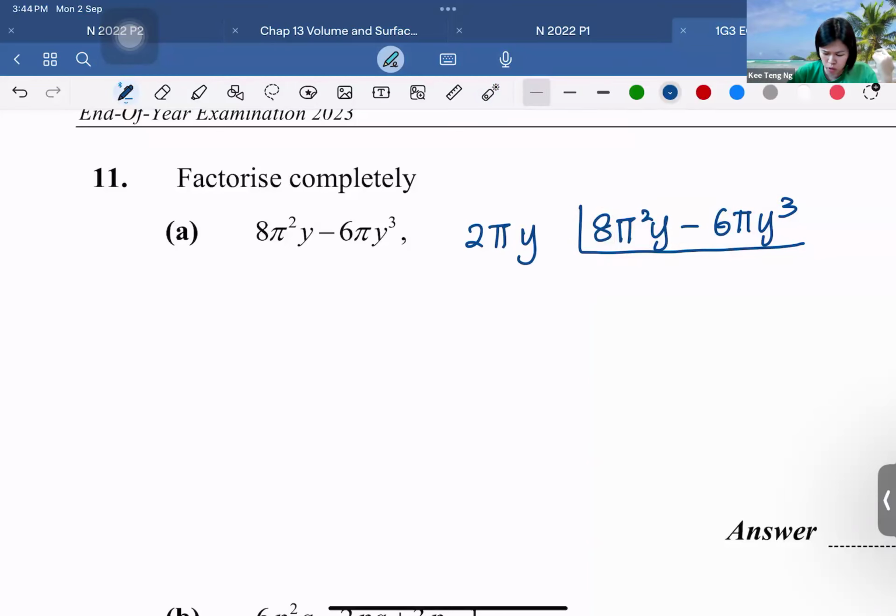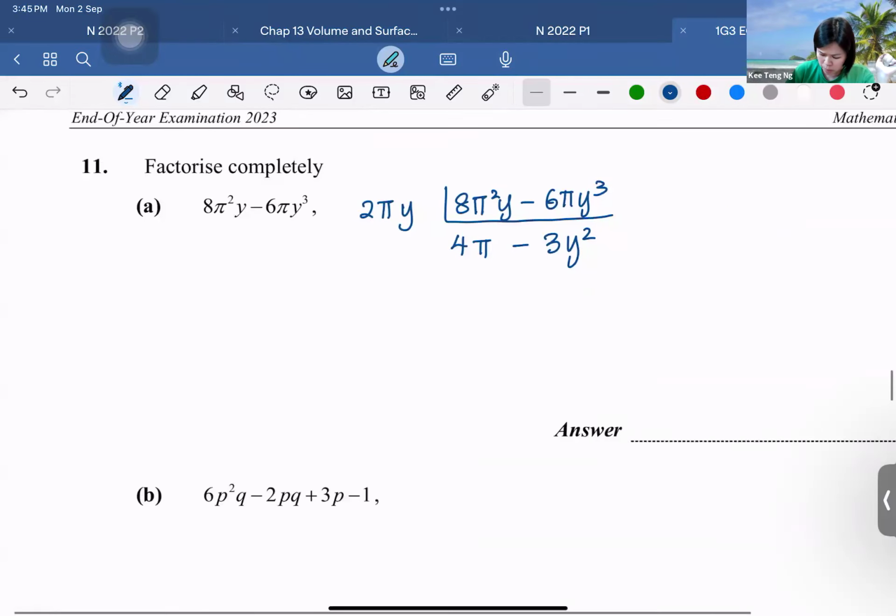4 pi, no more pi already. I take out my pi. Oh, got pi. One more, sorry. Then pi square, so I take out 1. Next, 6 pi y cube divided by 2 pi gives you 3. y cube, take out 1, I'm left with y squared. Writing this as the product of its factors, answer. Okay, those of you who can do it mentally, you should really give the answer. No problem, please go ahead.